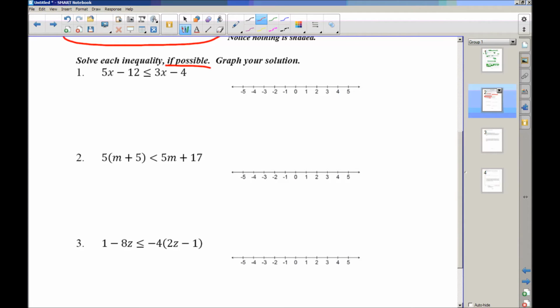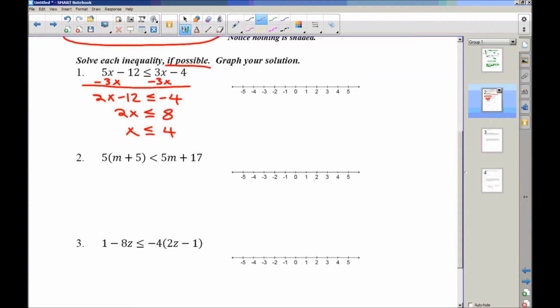All right, so number one, first I'll subtract 5x from both sides, or 3x from both sides. Either one is possible. I'm going to do the minus 3x. This will give me 2x minus 12 is less than or equal to negative 4. And then I'm going to add 12 to both sides. So I'm going to get 2x is less than or equal to 8. And then I'm going to divide by 2 on both sides, and I'm going to get x is less than or equal to 4.